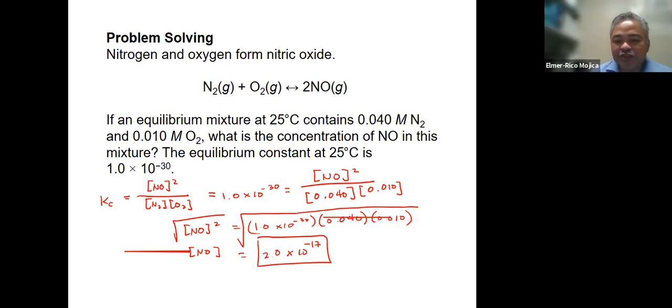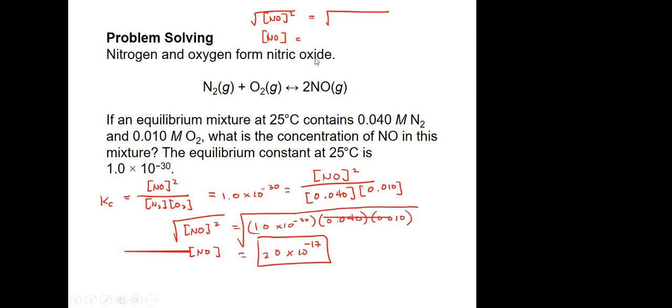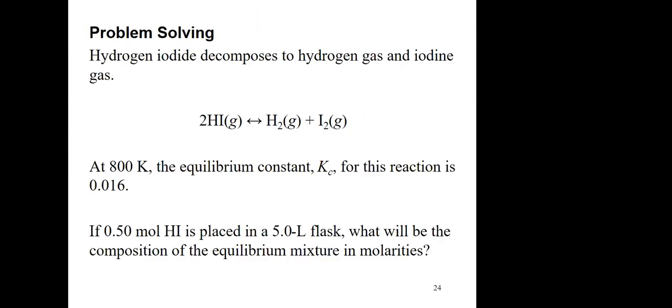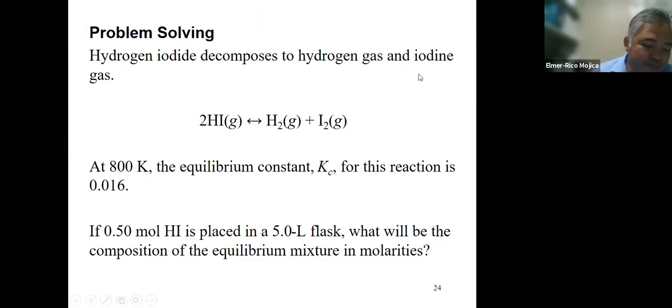The main reason we have to do the square root is because you have NO squared. How do you eliminate the squared there? To make it into NO, you have to get the square root of that. If you do it on this side, you also have to do it on the other side. Okay. How about the others? Okay, let's try to do this one.